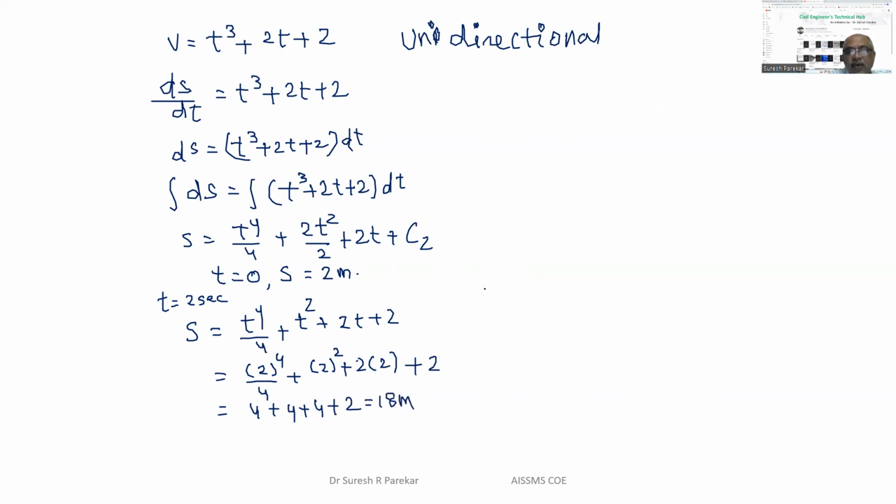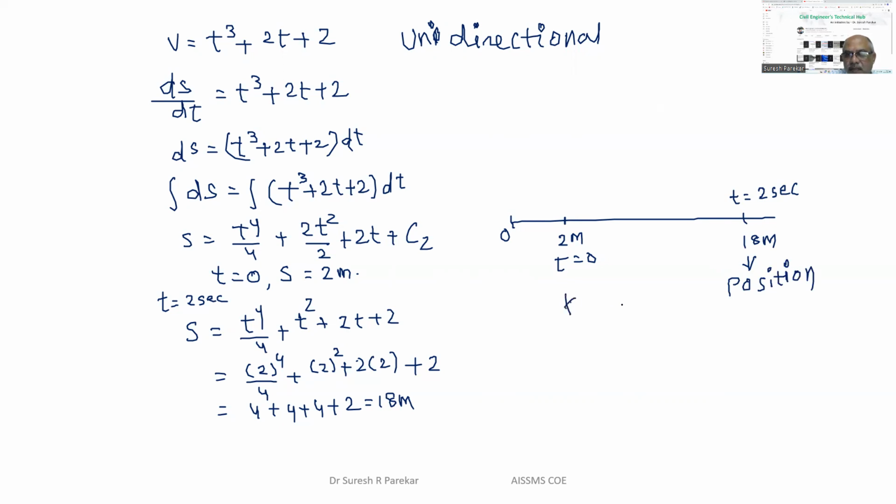So now you try to understand it. I will explain it. So now we have 0 over here. Now at t is equal to 0, my particle is at this point, 2 meters. And now at t is equal to 2 seconds, particle is at 18 meters. So our position is 18 meter. But what is distance or displacement? So distance or displacement, unidirectional, and therefore distance and displacement are same.